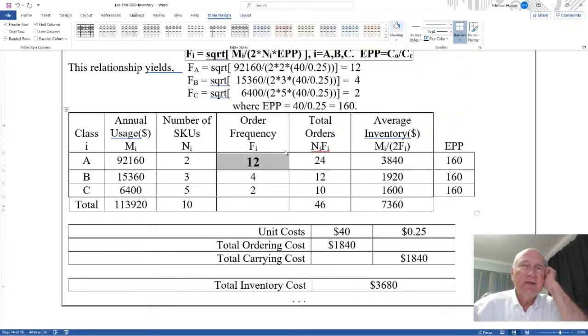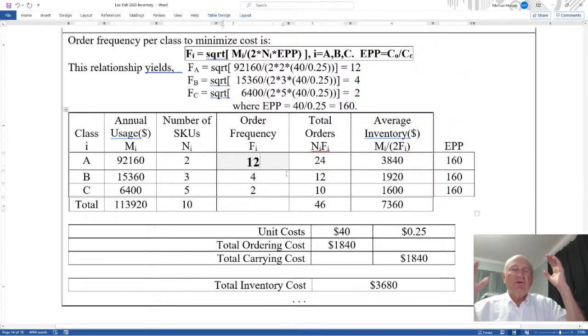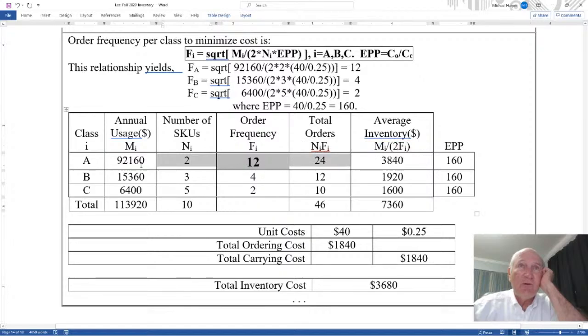In other words, you focus a lot of your effort on those A items. And suppose you came up with this number, whatever it was, and that's the best order frequency you can determine with all of your effort, enormous effort for those A items. Okay? Well, if you know what that is, then 2 times 12 is 24. 92,160 divided by 12 divided by 2 is 3840. I can divide that and get 160.